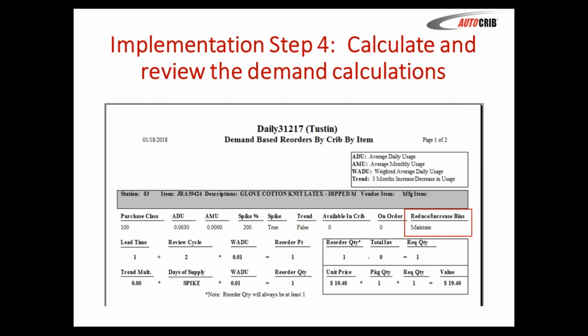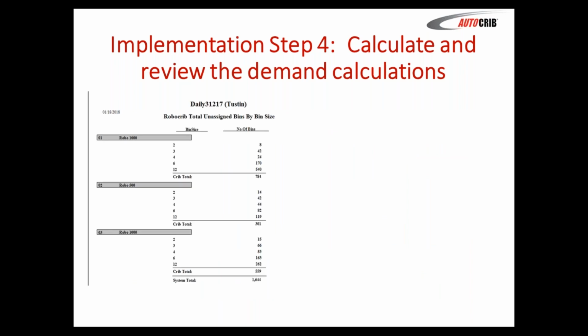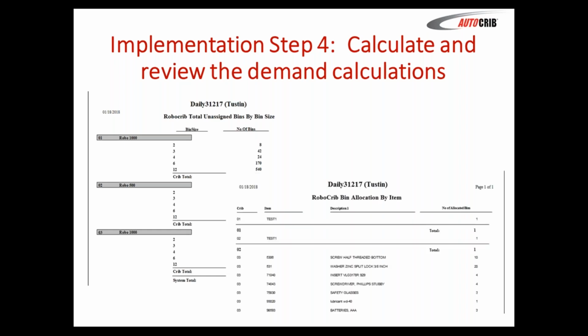To help with bin assignments, you can run the AutoCrib Total Unassigned Bins by Bin Size report from the Inventory Reports category. This report displays how many bins are currently allocated to each item in each crib. Another useful report is the AutoCrib Bin Allocation by Item report, which displays how many bins are available in each size in each crib.